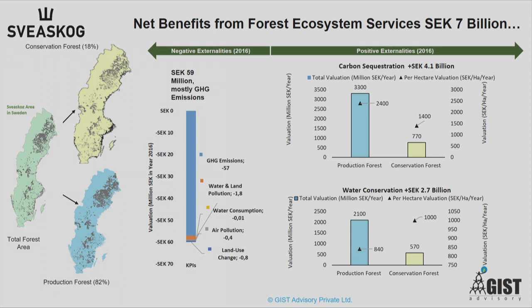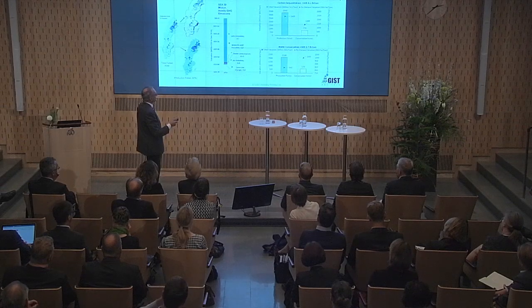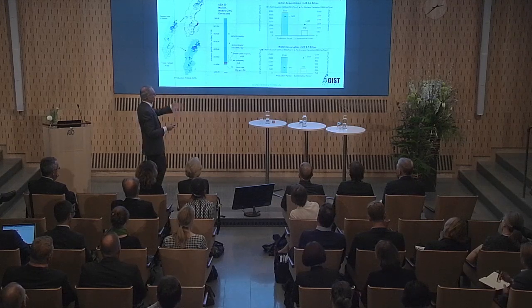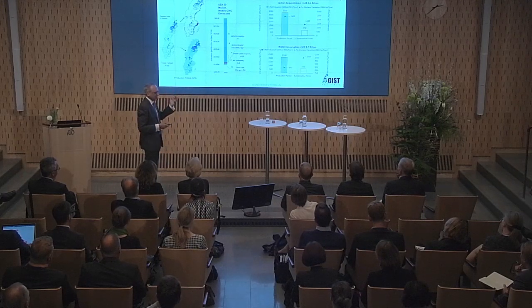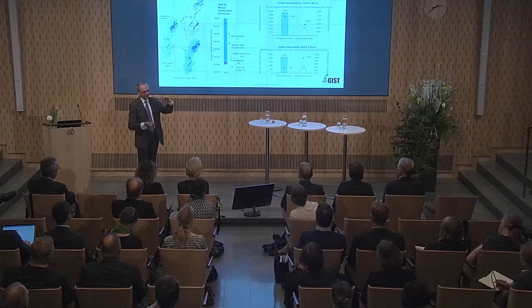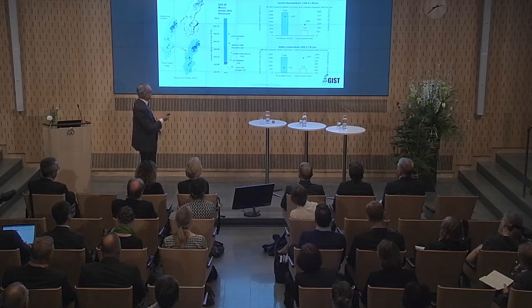Something like 82% of the area of Sveaskog's forests are production. The rest are for conservation. And the production forests and the conservation forests produce different levels of carbon benefits and water benefits. In the case of water benefits, the conservation forest is much higher per hectare. In the case of carbon benefits, because conservation forests are typically mature forests, they are peak forests, so they are not adding much carbon every year compared to production forests. So that is actually lower compared to production forests.